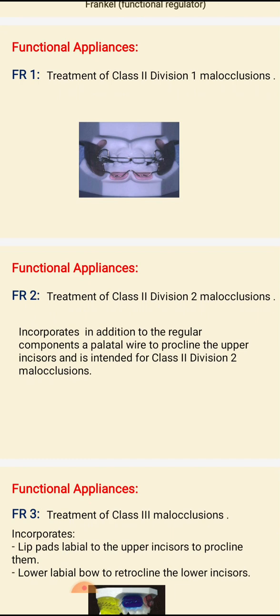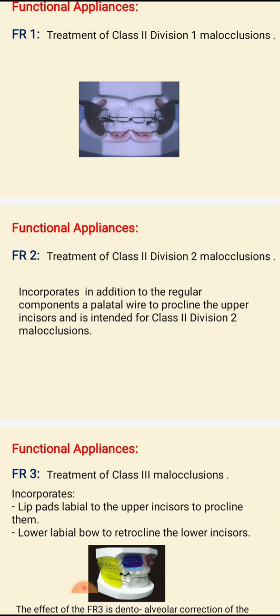Frankel appliance 2 or FR2 is used for treatment of class 2 division 2 malocclusion. This design incorporates, in addition to the regular components, a palatal wire to procline the upper incisors. Class 2 division 2 cases have a characteristic feature which is retroclination of the upper incisors. So we need to procline the upper incisors, and this palatal wire will help to do that.